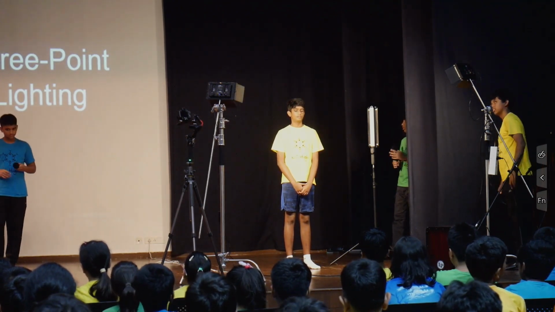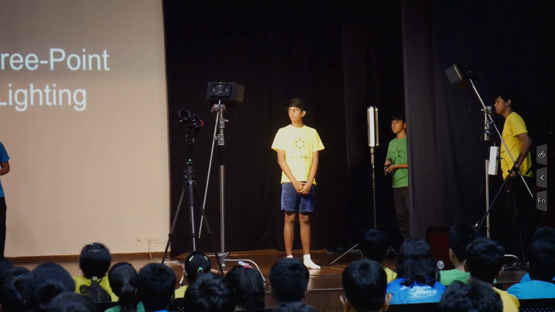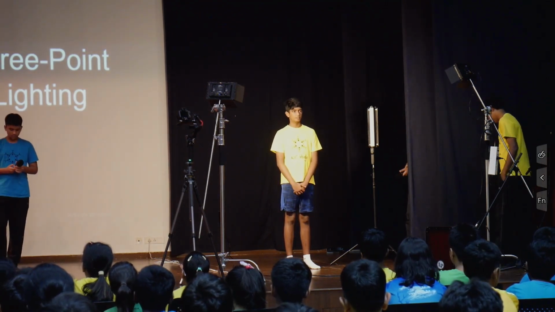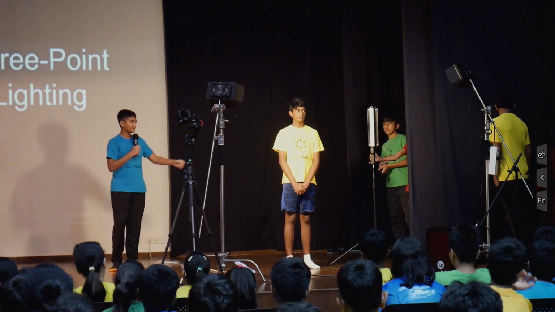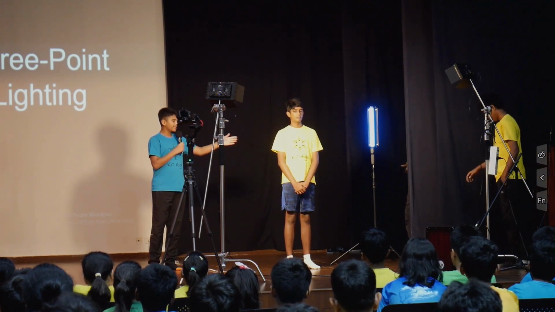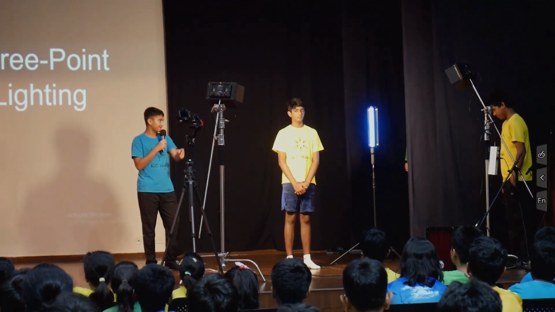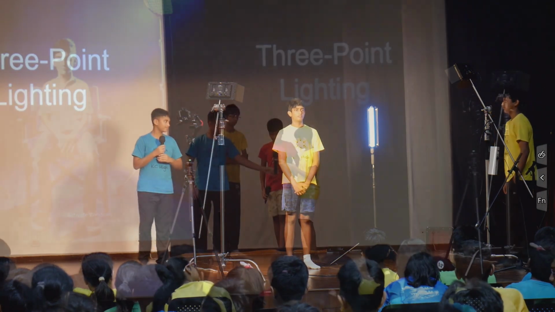The fill light softens the shadows without making the scene too bright. This creates a balanced, natural look. Then we have the backlight. The backlight is set up at the back behind the person, and it eliminates the shadow created by the key light. It makes the subject pop on the screen and creates a cool halo effect.